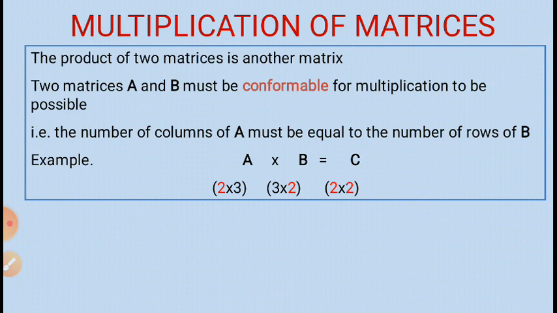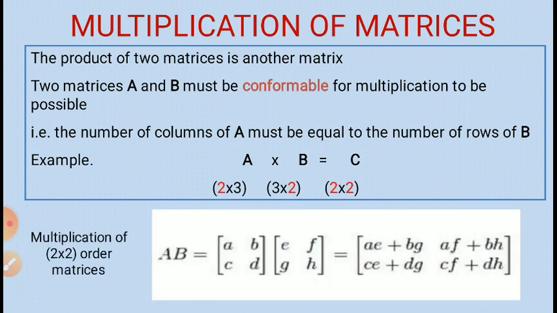Let me take another example. Multiplication of 2 into 2 order matrices. Here we have 2 into 2 matrices A, B, C, D and E, F, G, H. How to multiply these two matrices?